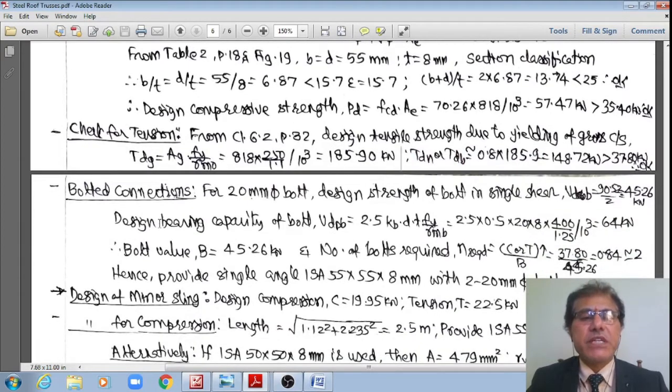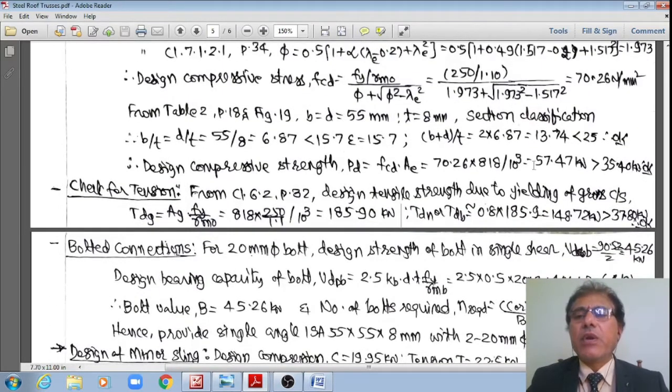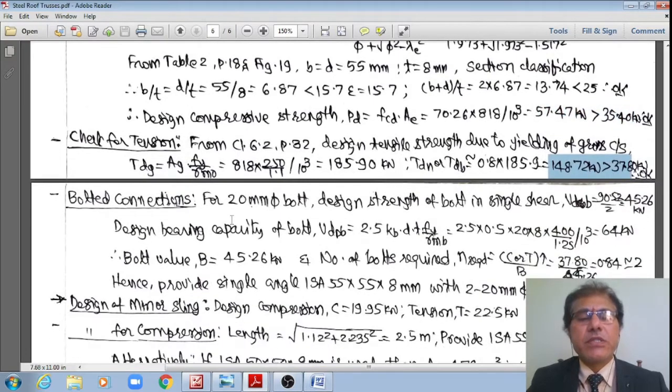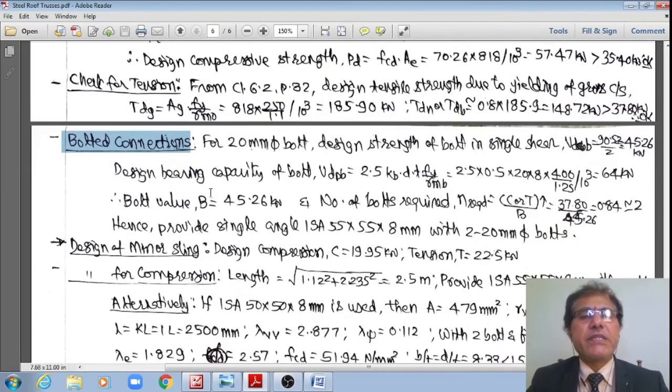Therefore this is my final section, because it is passing not only in the compression criteria but also in the tension criteria. Hence this section is the final section. Hence now we'll go to the bolted connection design.